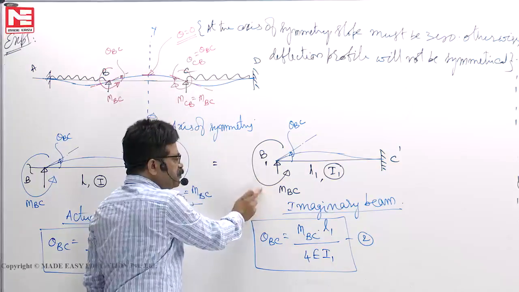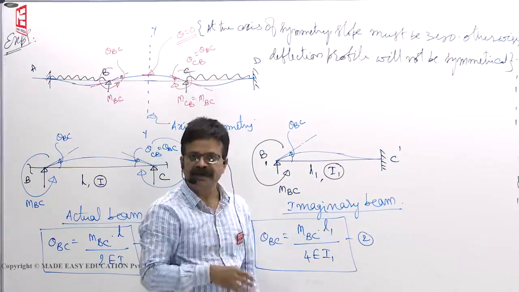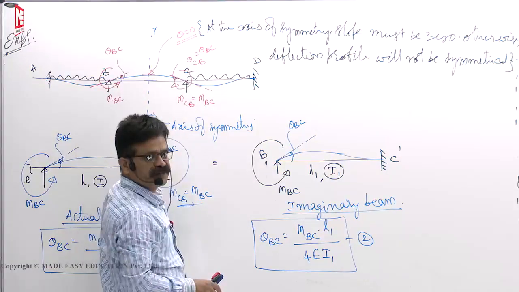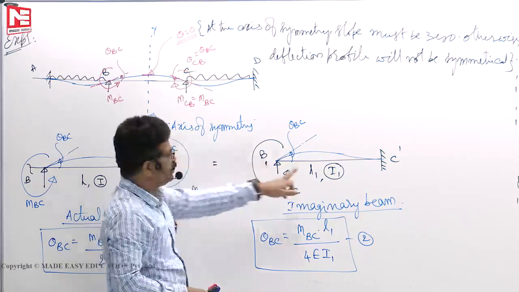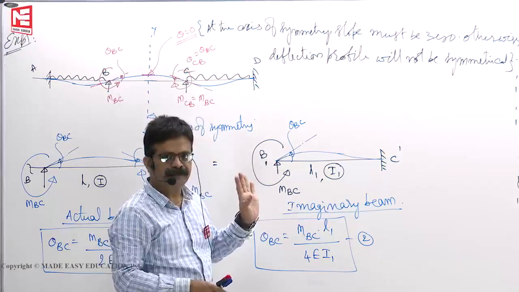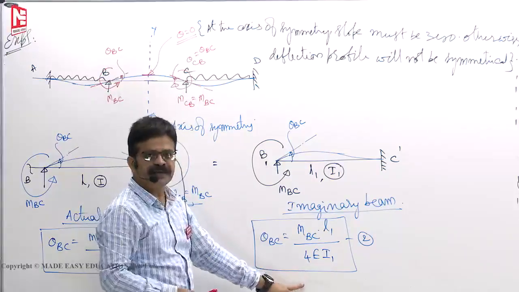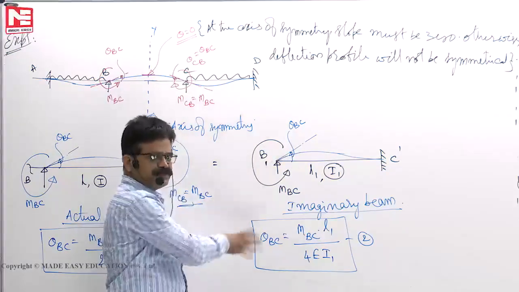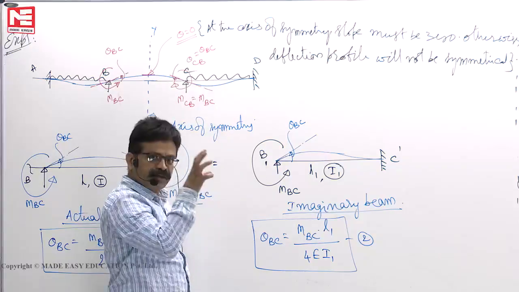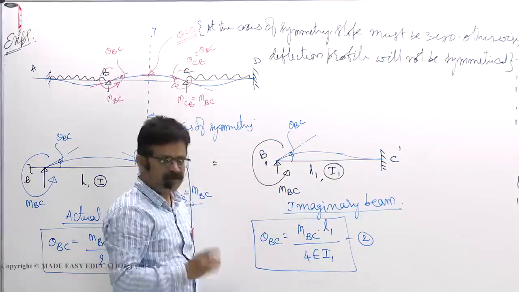So only when moments are applied, these two are equal, not for the applied load. On this beam you apply some central point load, say, and on this beam apply a central point load. Slopes will never be equal. Nothing will be equal. But only when a moment is applied, they will be equal, meaning you will get the same slope. To get the same slope, we adjust the I1 and L1 values.